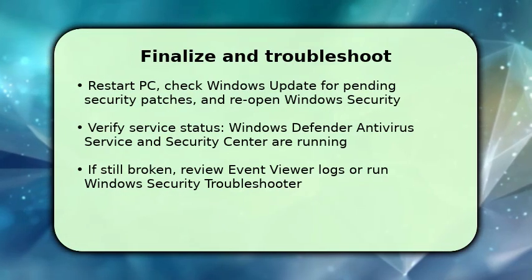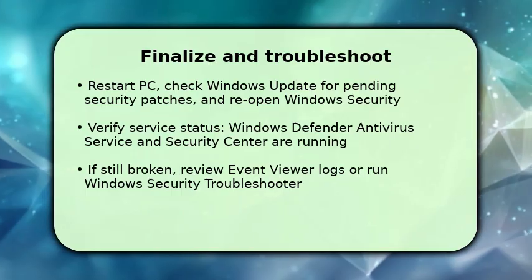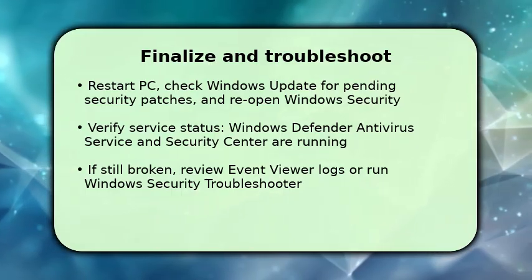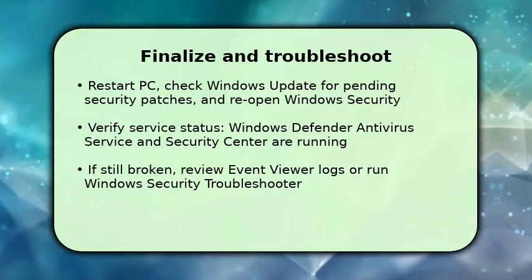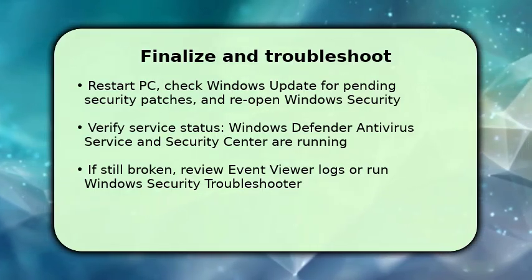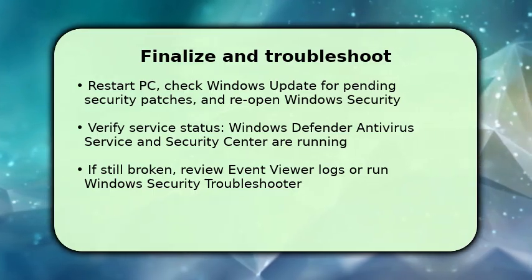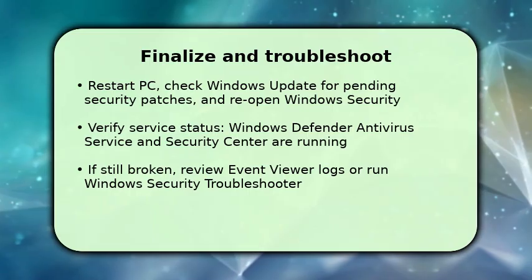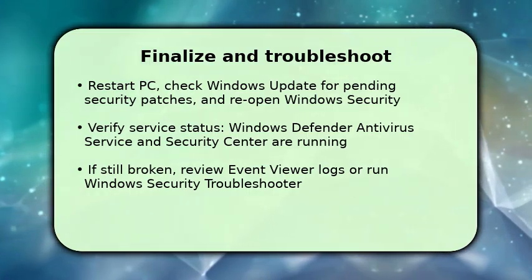You finish by restarting the PC to apply repairs and checking Windows Update for any pending security patches that could restore features. Then open Services and confirm Windows Defender Antivirus Service and Security Center are running. Restart them if necessary. If the problem persists, review Event Viewer logs for clear errors and run the built-in Windows Security Troubleshooter to capture common failures.